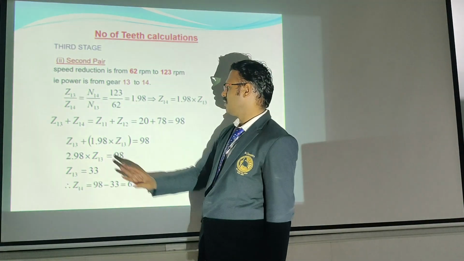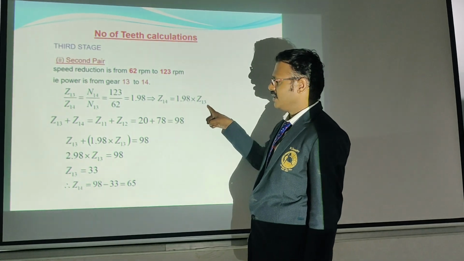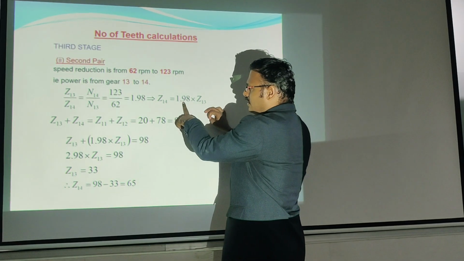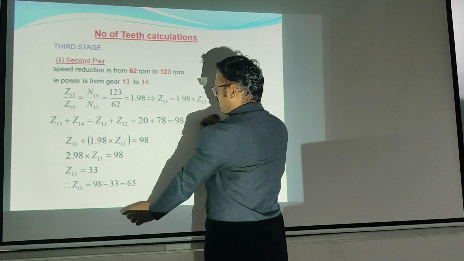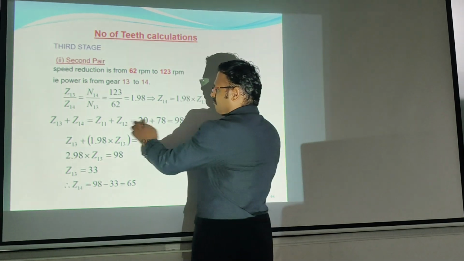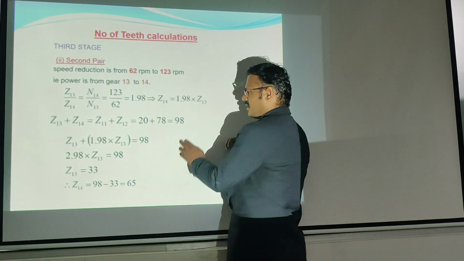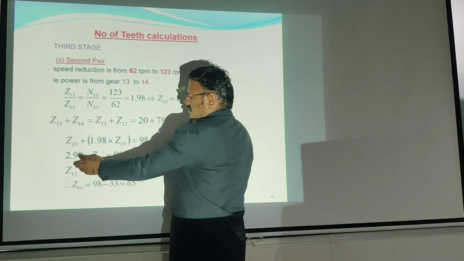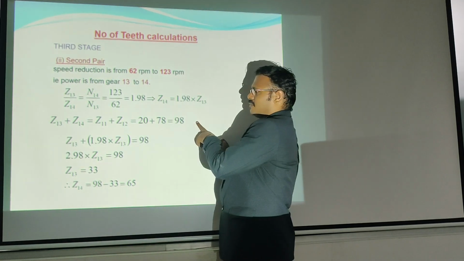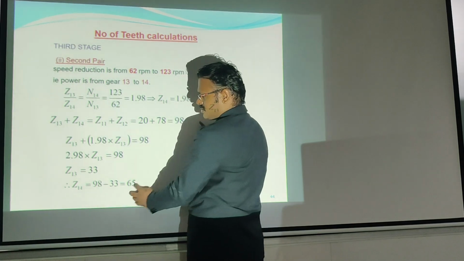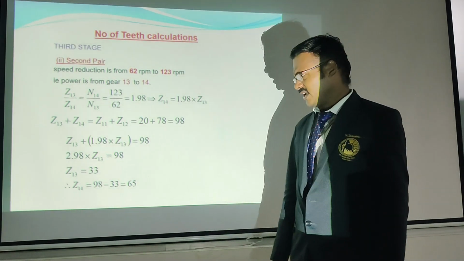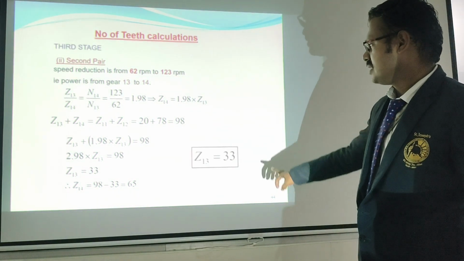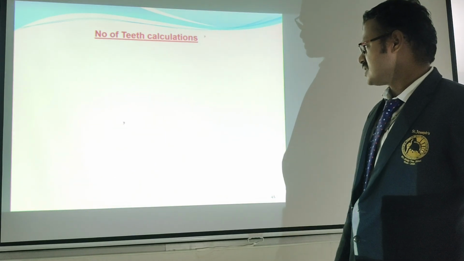So already we have the equation Z14 equal to 1.98 times of Z13. So Z13 value is 33. So 33 into 1.98 we will get the Z14. Like that also we can do, or we can substitute here Z13 plus Z14 equal to 98. In this equation also we can substitute Z13. If you substitute Z13 as 33, so 98 minus 33 will be the Z14. That also we can do. In two methods we can find the number of teeth. So Z13 is 33, Z14 is 65.